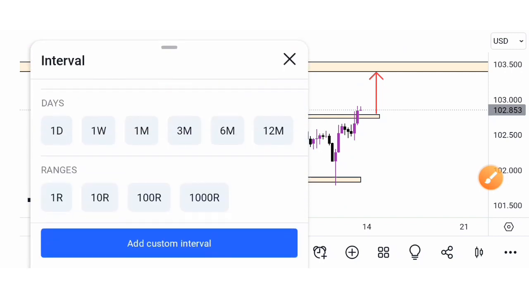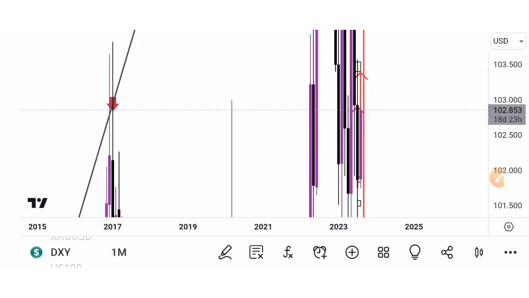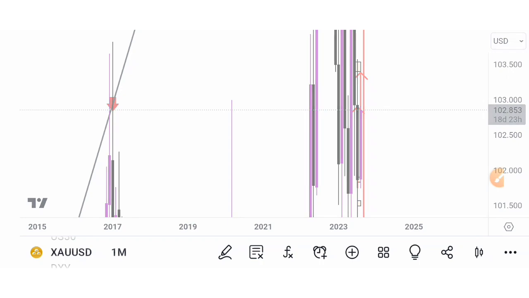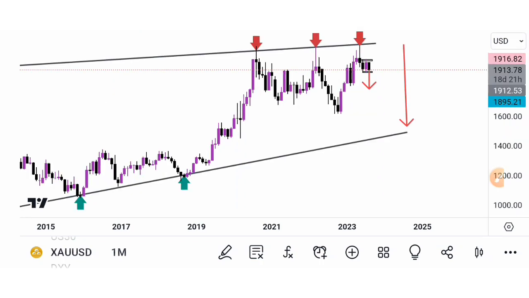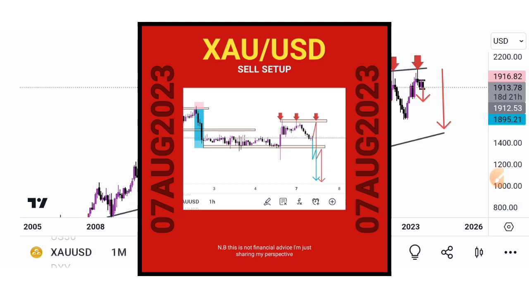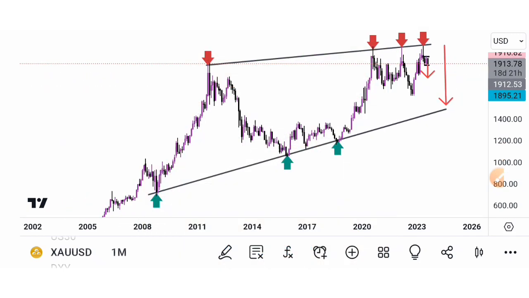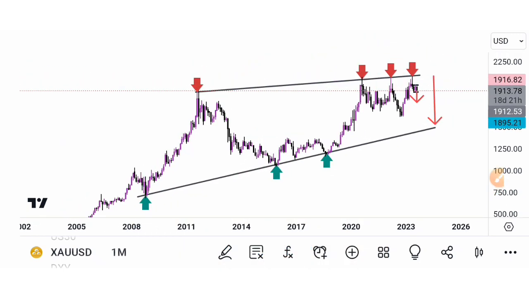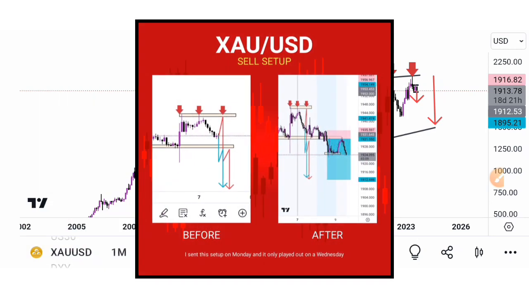Now let's go on gold, the second instrument of the day. This is the instrument that I trade, and on Monday last week I did send you guys a signal. If you checked the community section of the channel, I did post something, and I said that I'm looking for sales on gold, and eventually we did get that sale. But what am I looking for on gold?